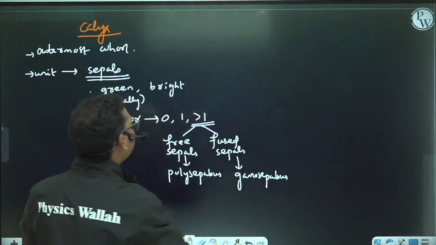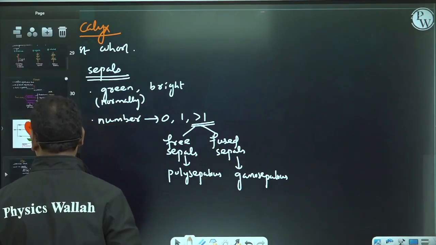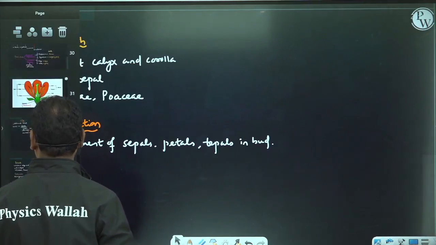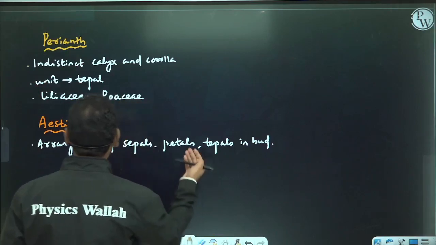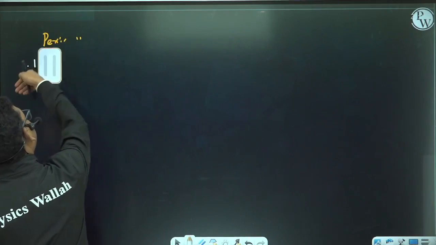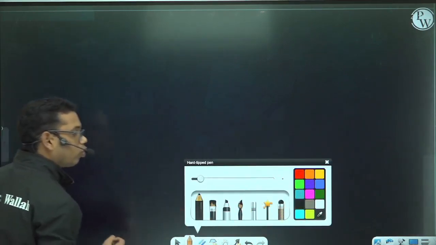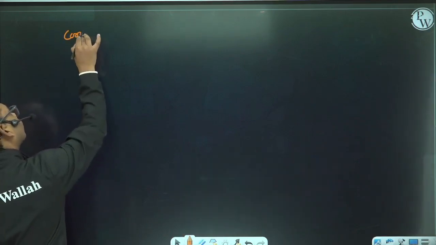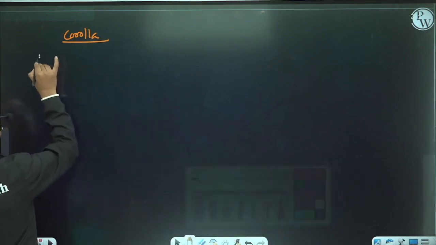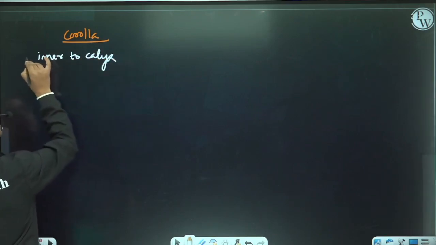Okay, so this was about the calyx. What about the corolla then? Let me explain that part also. Corolla lies inner to the calyx. So I can say that corolla is the second outermost floral whorl. This lies inner to calyx.